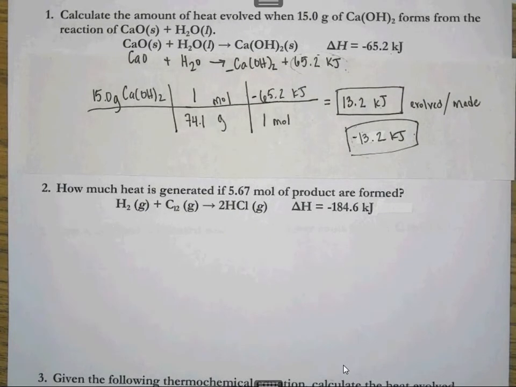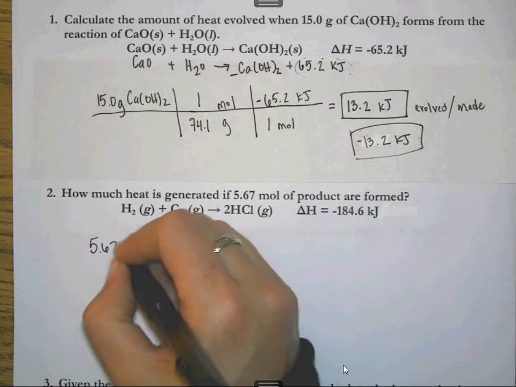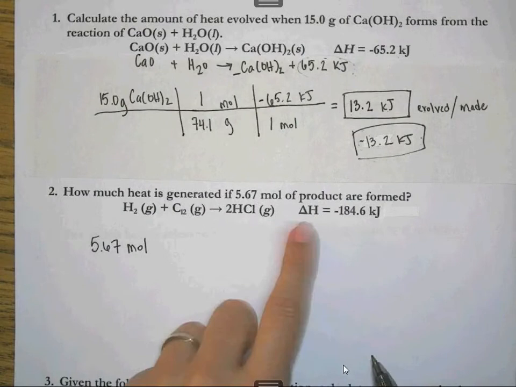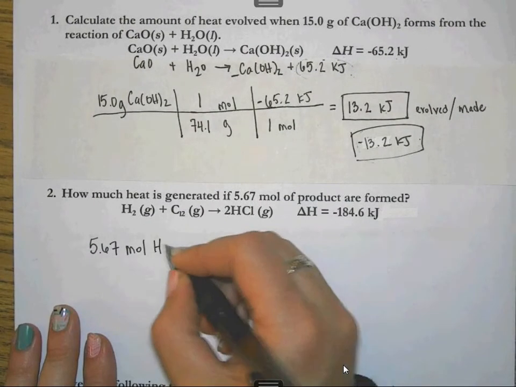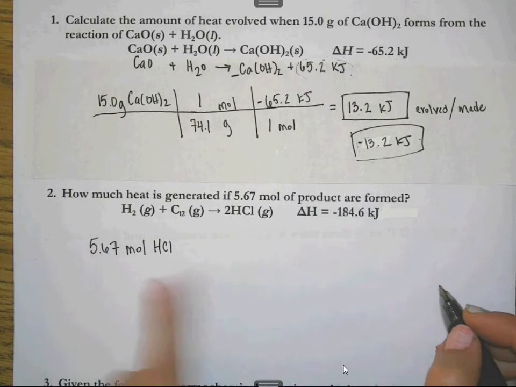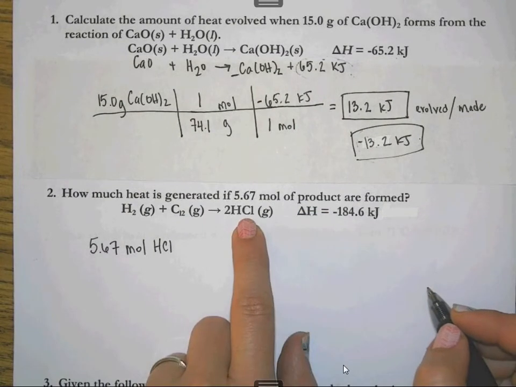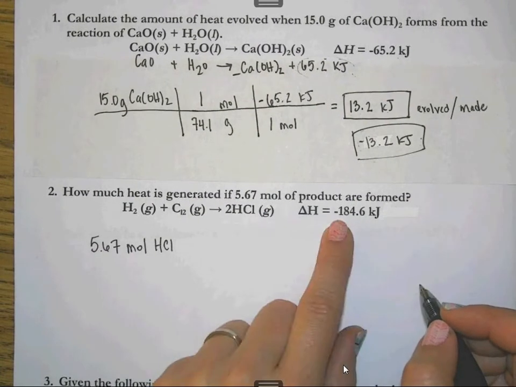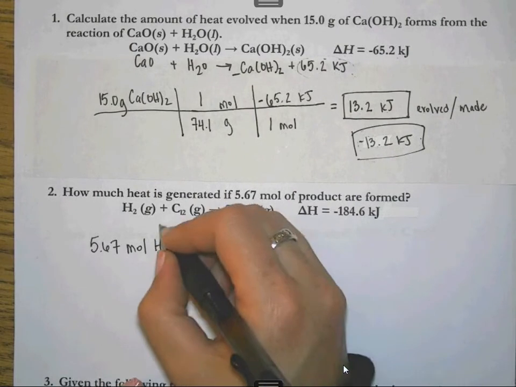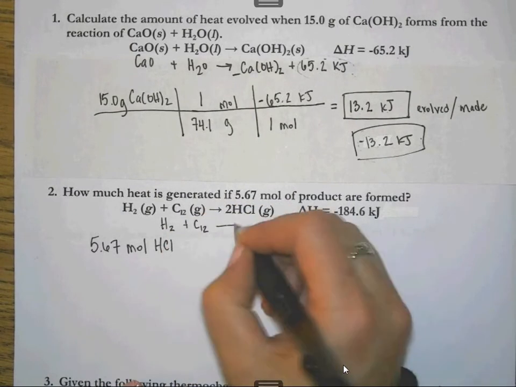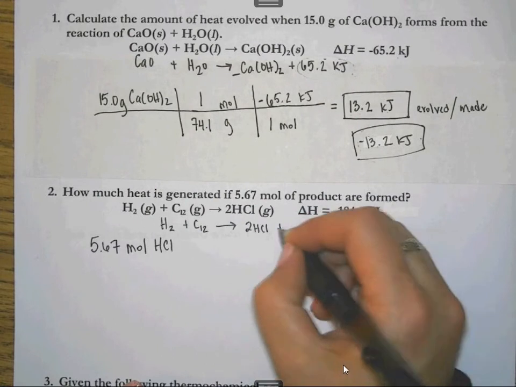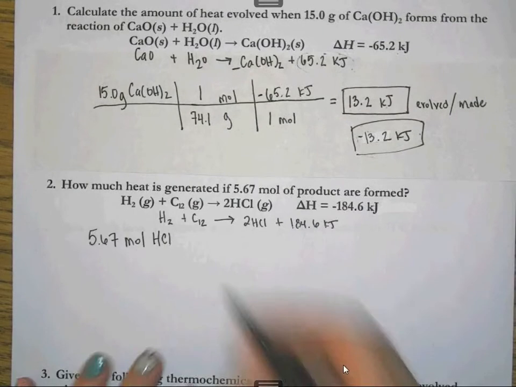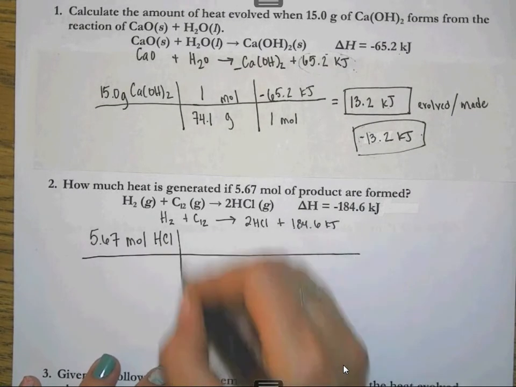Let's go on to the next problem, which says how much heat is generated if 5.67 moles of product are formed. Well, this one should be a little easier because it starts me out with moles. And as long as I'm at moles, this is where I can do things with my chemical equation, so I don't need to do anything else. Now it says moles of product. I put HCl because there's only one product. Okay? I can leave it like this and just understand that it goes in my chemical reaction, or I can rewrite the reaction that it's 2HCl plus 184.6 kilojoules.